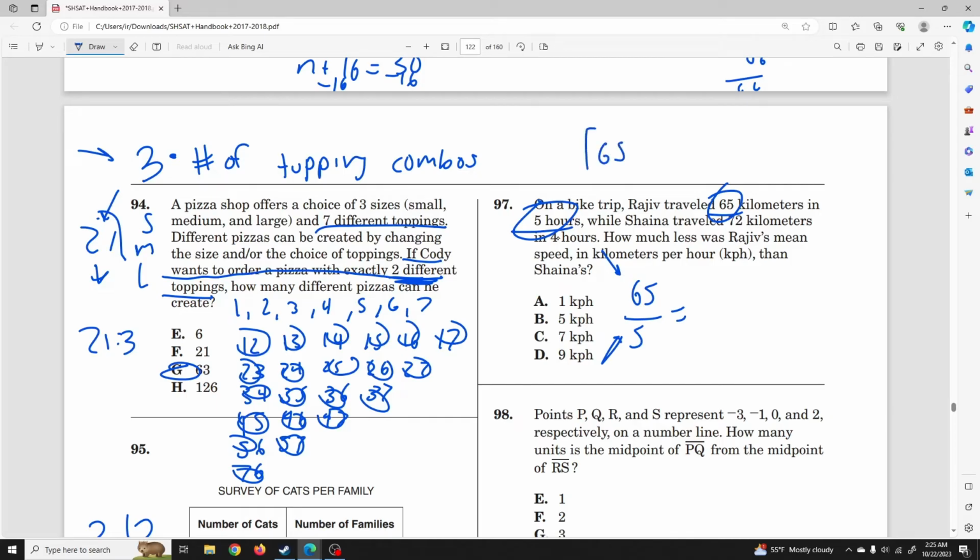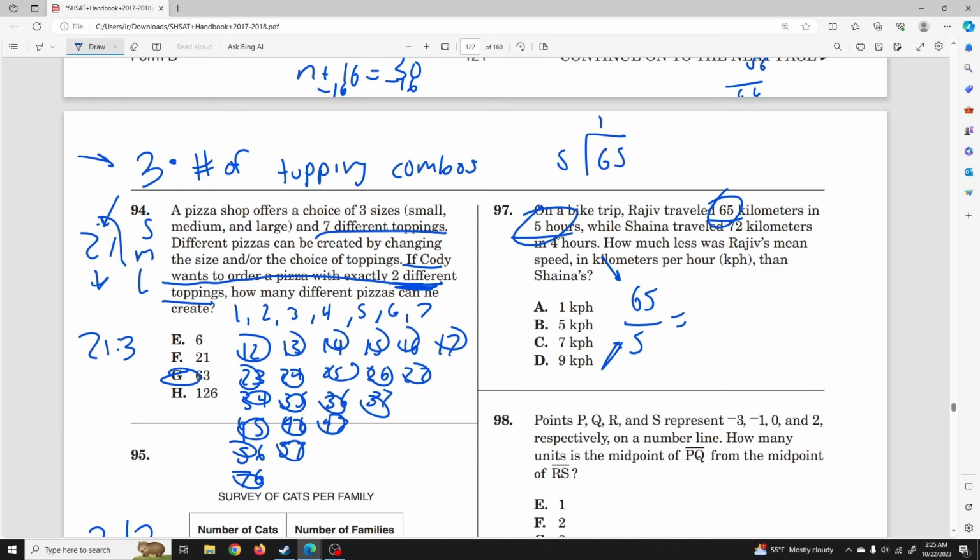Well, 65 divided by 5, 1.5 minus 3. That's just going to be 13. That feels wrong. Whatever, it's right. So 65 divided by 5 is 13, so that's 13 kilometers per hour. And with her, she did 72 in 4 hours, so same thing. 72 divided by 4 is going to be 18 kilometers per hour, so 18 minus 13 is equal to 5.